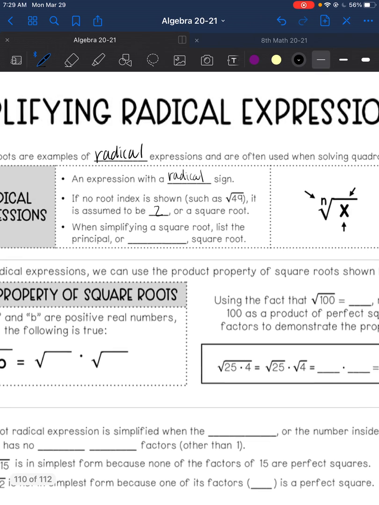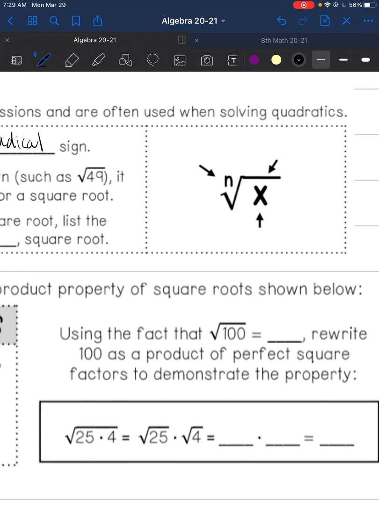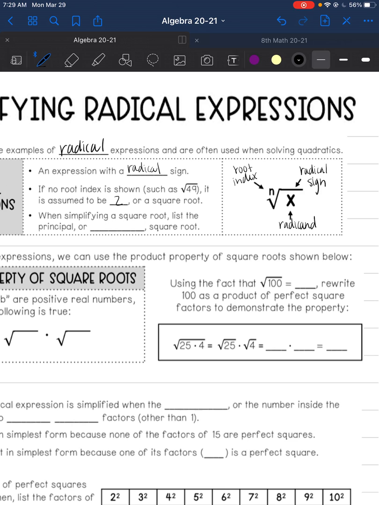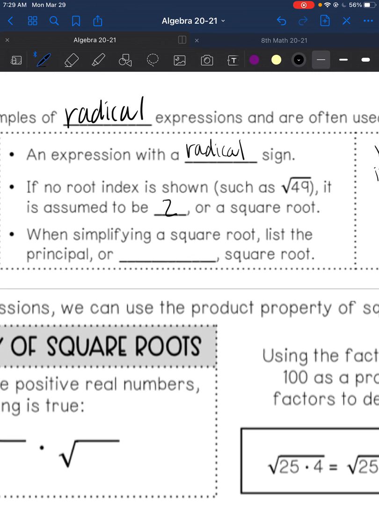So what we're saying is over here, this is the root index. If there's not a number for n, then you assume it's 2. This is the radical sign. And this is the radicand. When simplifying a square root, list the principal, or the positive, square root.